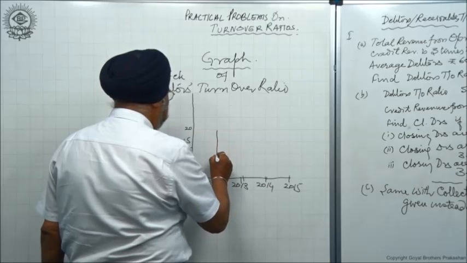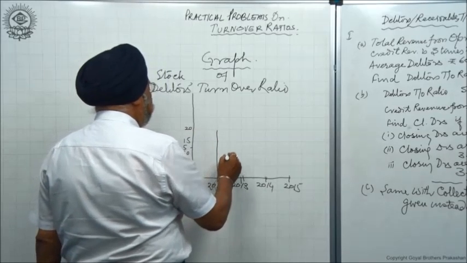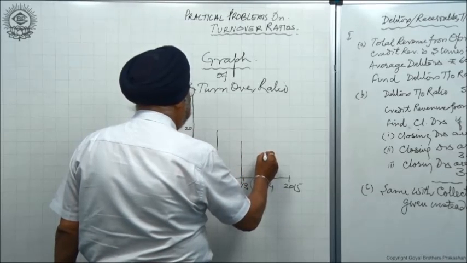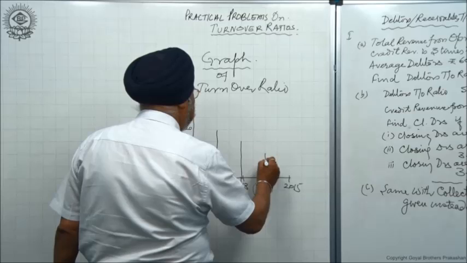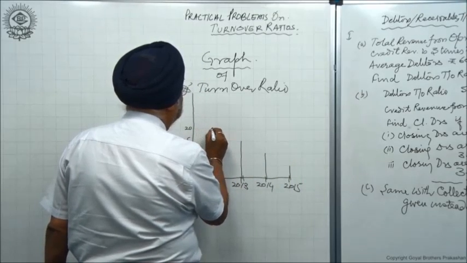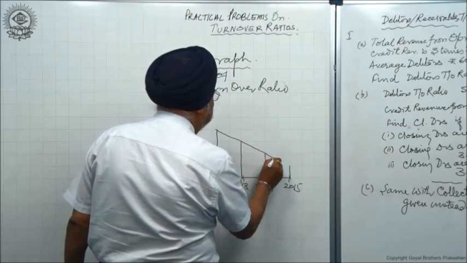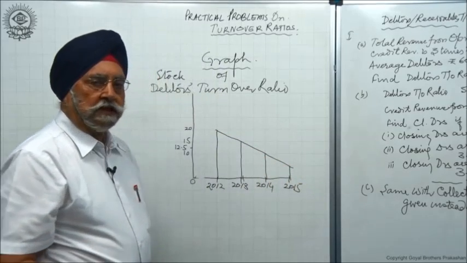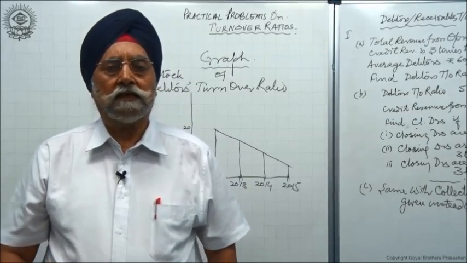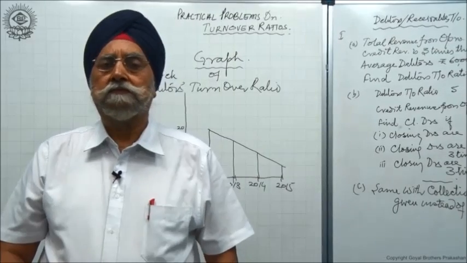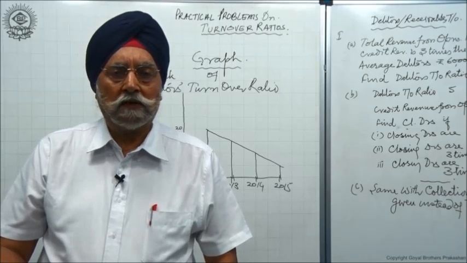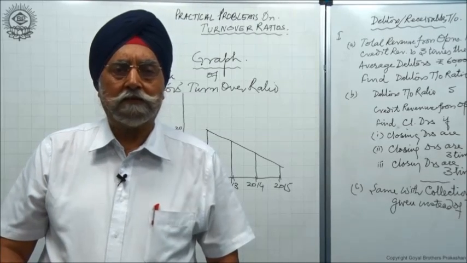So in 2012, it was 20, then it came down to 15, then it came down to 10, and then further came down, that means it is showing a declining trend. A declining trend is a very dangerous thing. If the turnover ratio continues to be like that, what does it mean? Debtors turnover ratio going down and down and down. This means the debtors are not good. They are not coming forward to make the payments.